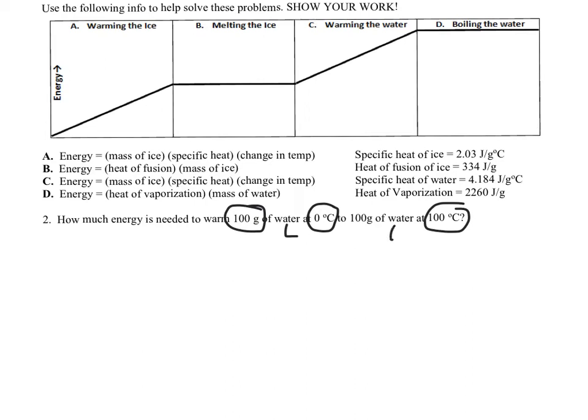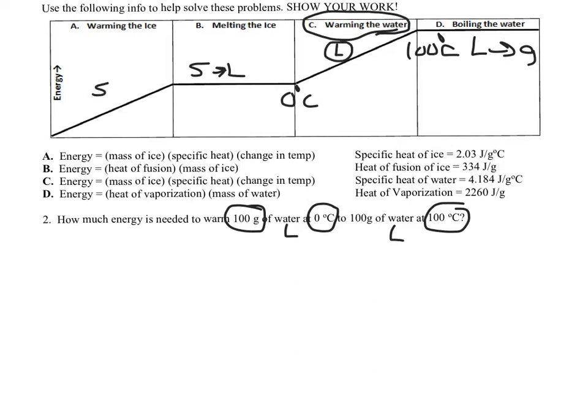So we're going from liquid to liquid here, which means there's no phase change. So we're straight up just warming up water. Looks like we're starting at 0 degrees Celsius and going up to 100 degrees Celsius. Now, why did I know that? First of all, this box says warming the water, and we know that we go from solid to liquid when we're melting, and we go from liquid to gas. So that must mean this must be liquid and this must be solid. So since we're dealing with liquid water, we must be in this section, part C.